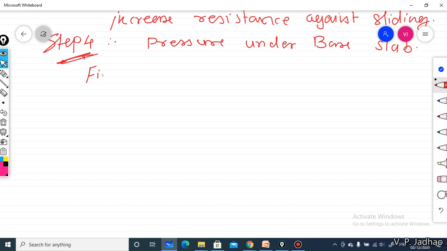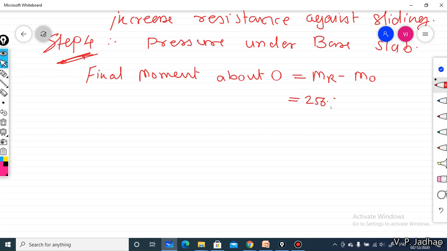So the final moment about O will be equal to the resisting moment Mr minus the overturning moment. Definitely, resisting moment minus overturning moment. We have already calculated the resisting moment as 256.6 kilonewton meter, and the overturning moment as 107.17 kilonewton meter. So we get the final moment as 149.43 kilonewton meter. Okay, this is the final moment.